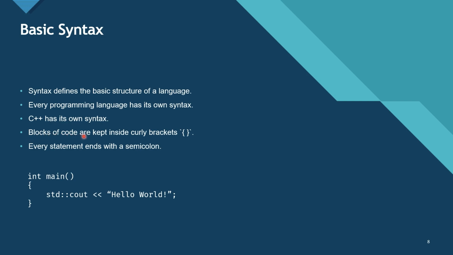Blocks of code in C++ are kept inside curly brackets. As you can see, this is a block of code kept inside curly braces. Every statement ends with a semicolon. As you can see, this is a statement for printing hello world to the screen, and we are ending it with a semicolon. Don't worry much if you don't understand these; just note that we end it with a semicolon.